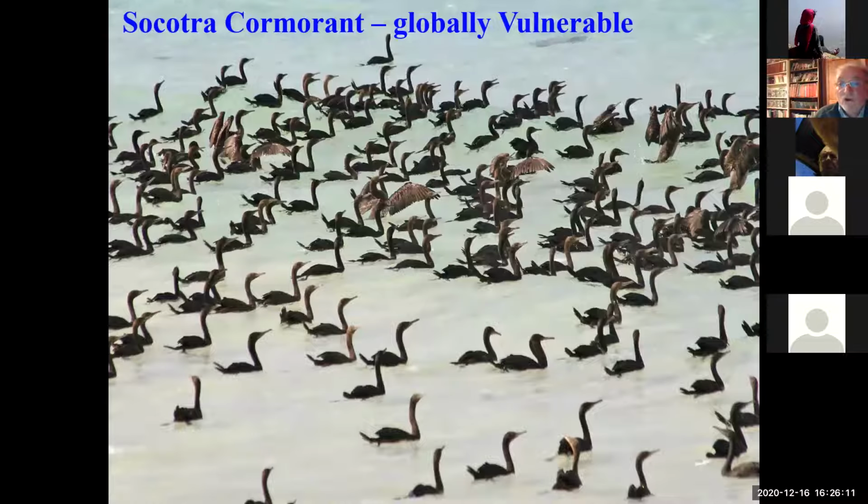The Socotra cormorant: less than 5%, I think, of the world population breeds on Socotra, but it was named Socotra cormorant because the first specimen ever collected was on Socotra, and so it was named the Socotra cormorant.